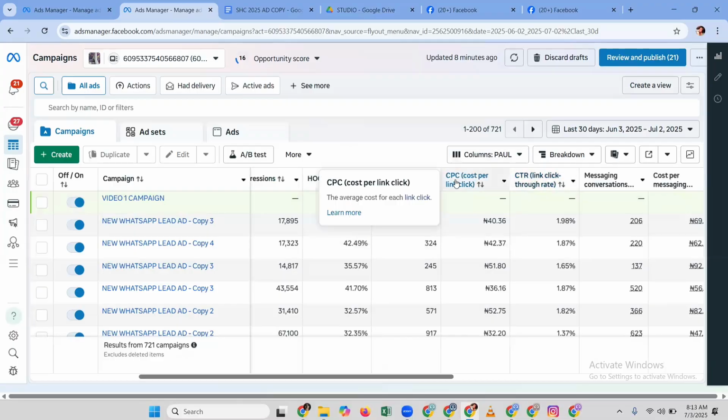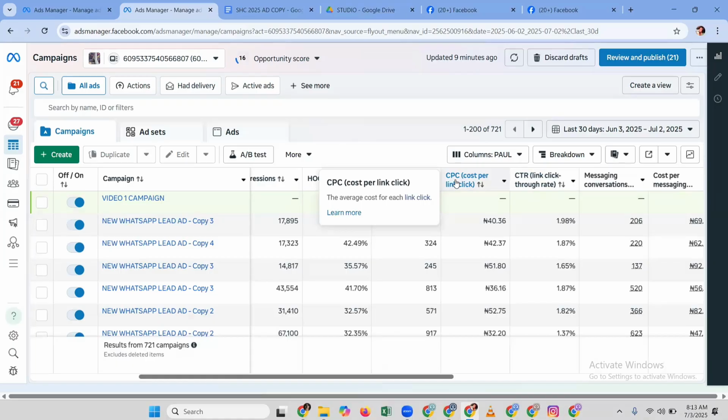Now, the very third one is cost per link click. Please, it is not cost per click. I have explained what click is. The very third one is cost per link click. Of course, as an internet marketer, we want to be obsessed with how much Facebook is charging us per link click, because if the cost per link click is very high, just be assured that you can never get a lower cost per result.